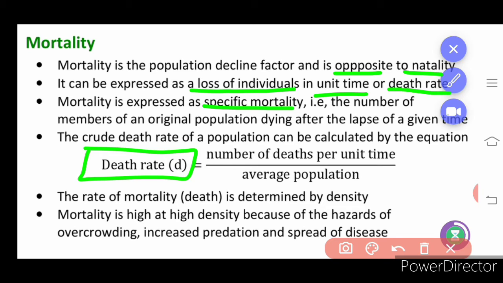Mortality is high at high density because of the hazards of overcrowding. So this is an important point. Why is mortality very high in the high density area? Okay, so it is because of overcrowding, increased predation and spread of disease.